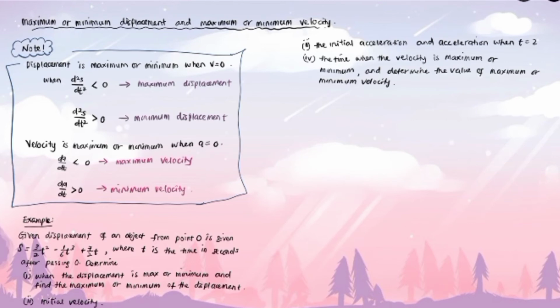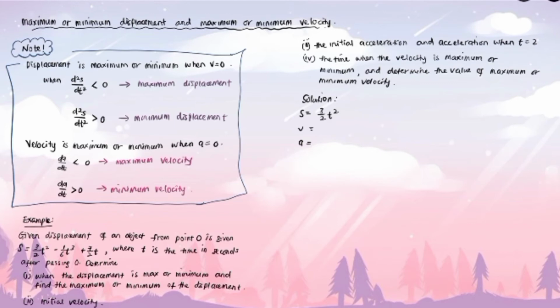For example, here given the displacement of an object from point O is given that s is equal to 3 over 2 t square minus 1 over 6 t cube plus 7 over 2 t, where t is the time in seconds after passing O. So to answer the question, we have to find the displacement, velocity and acceleration function first.